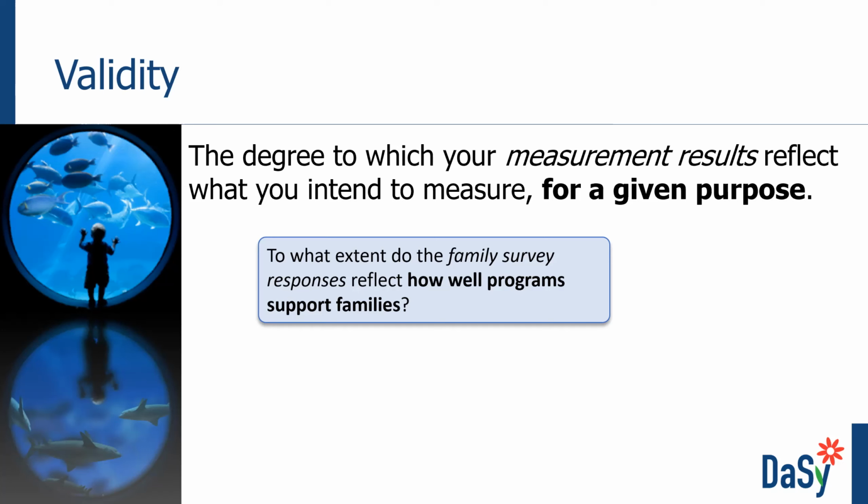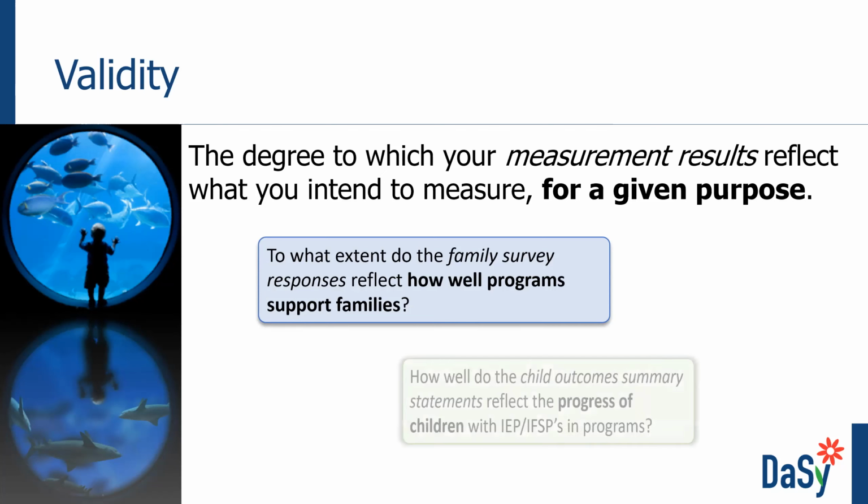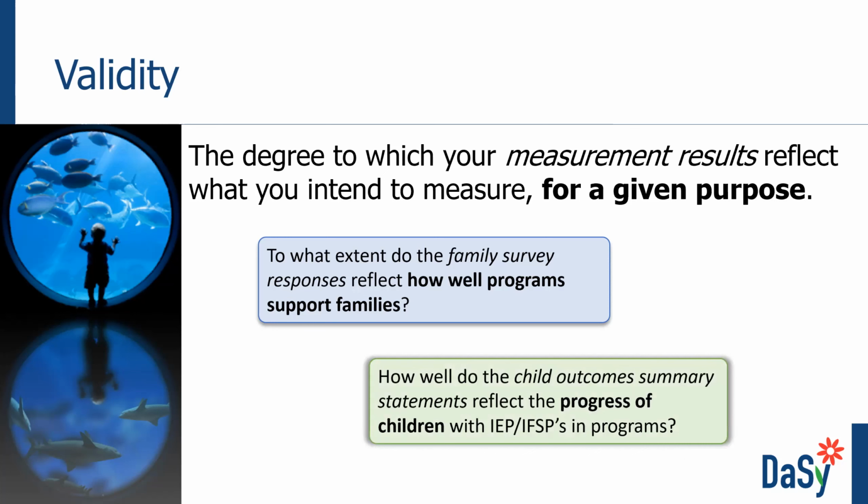Family survey results, even if they are internally valid, would not be as appropriate for understanding how much progress children are making. On the other hand, the conclusions drawn from using the child outcome summary statements to understand how much progress children with an IEP or IFSP are making would be highly valid as long as the underlying measurement processes, data, and analysis were sound, correct, error-free, etc.